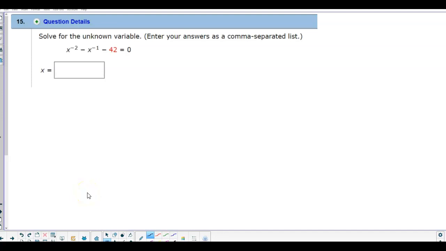Question number 15, solve for the unknown variable. So here we have x to the negative 2 power minus x to the negative 1 power minus 42, and that's equal to 0. Now, this is in quadratic form, so that means we need to have something raised to the second power minus something raised to the 1 power minus 42, which is equal to 0.